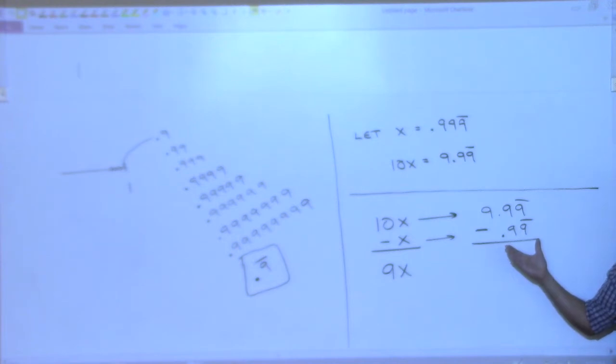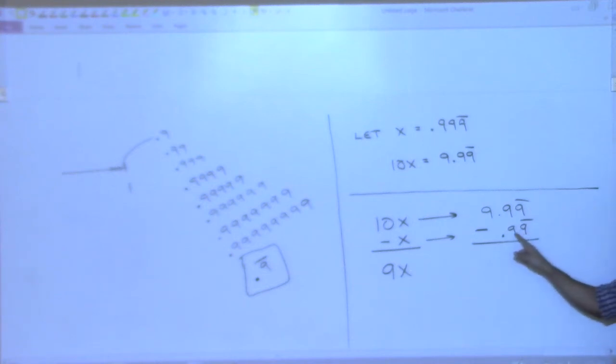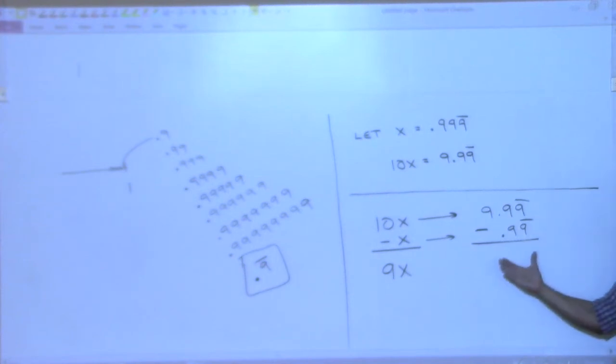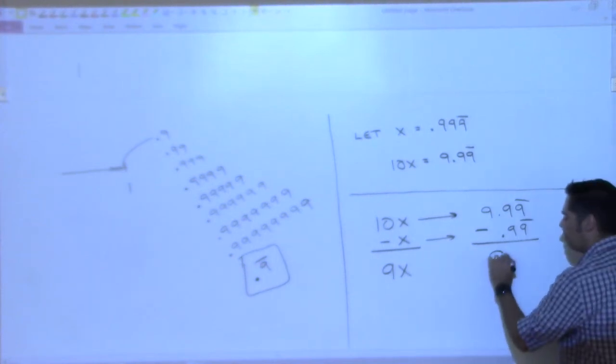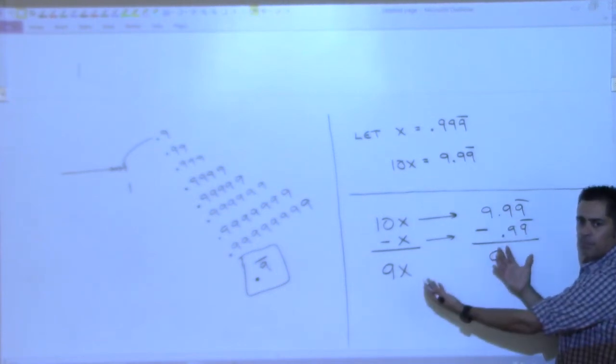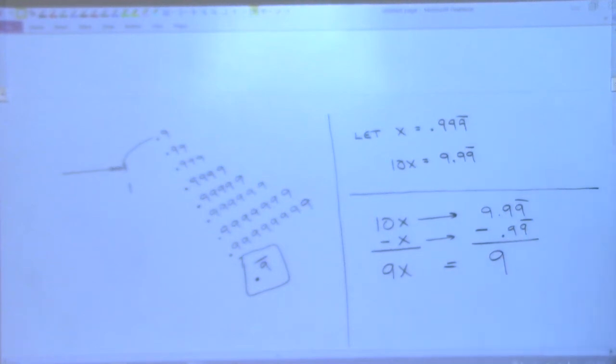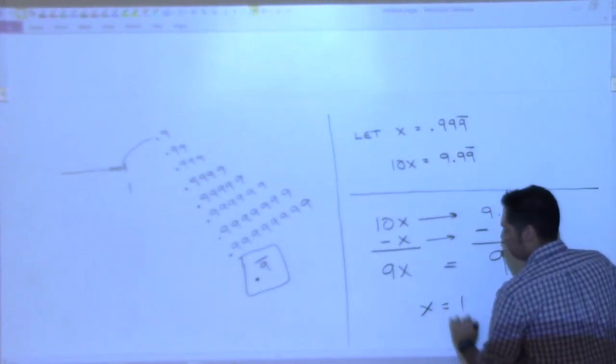9. Why? All these 0.9s that go out forever get killed off by all those 0.9s forever, don't they? Yes? And so all you're left with here is what? 9. But these two have to be the same, right? Which means that if 9x is equal to 9, then x is what? 1.